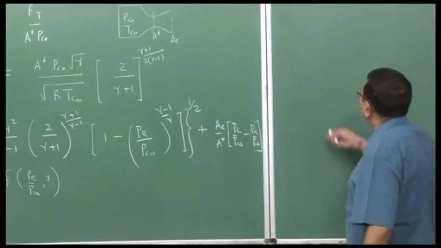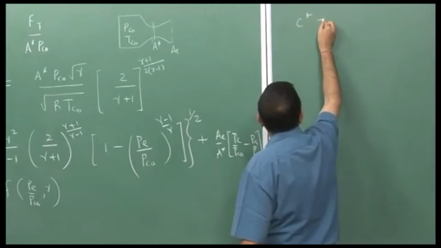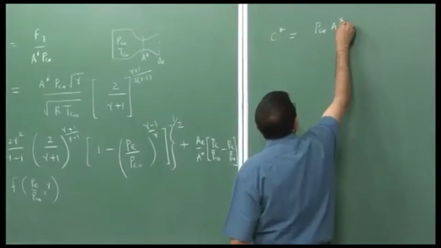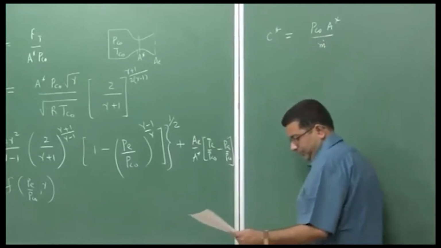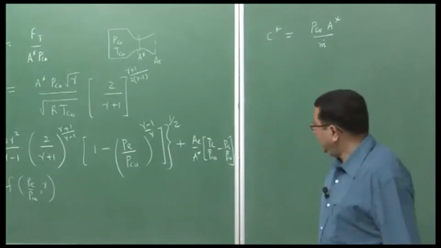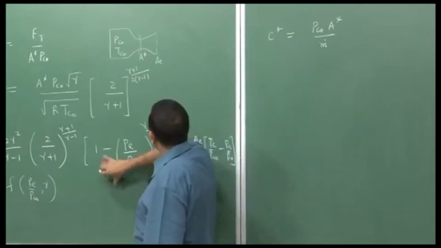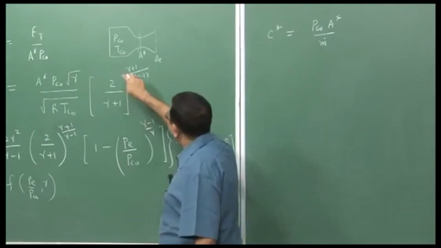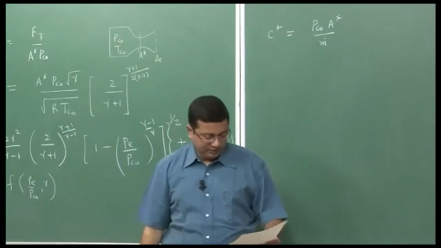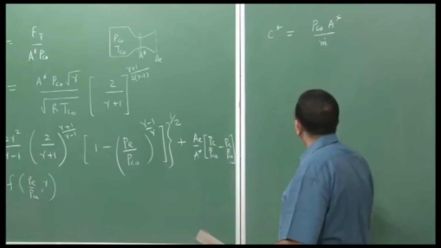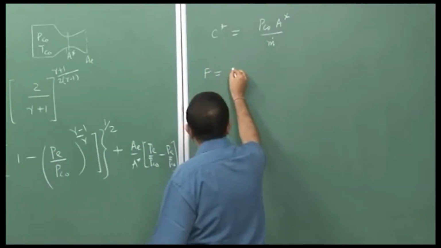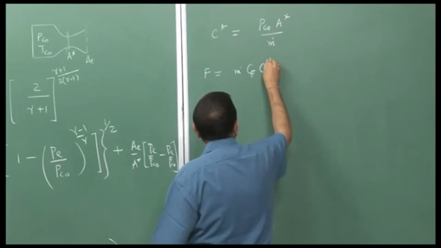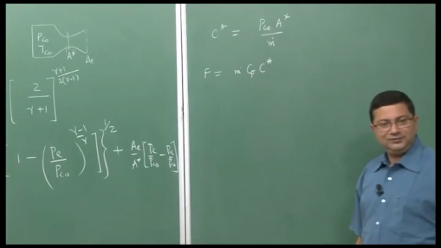After this, we had defined the characteristic velocity as P c naught A star upon m dot. I have said in the previous class that the thrust coefficient essentially dictates the performance of the nozzle and the characteristic velocity dictates the performance of the combustion chamber. So, with this we have proved that the total thrust is the product of mass flow rate, thrust coefficient and characteristic velocity. Okay.